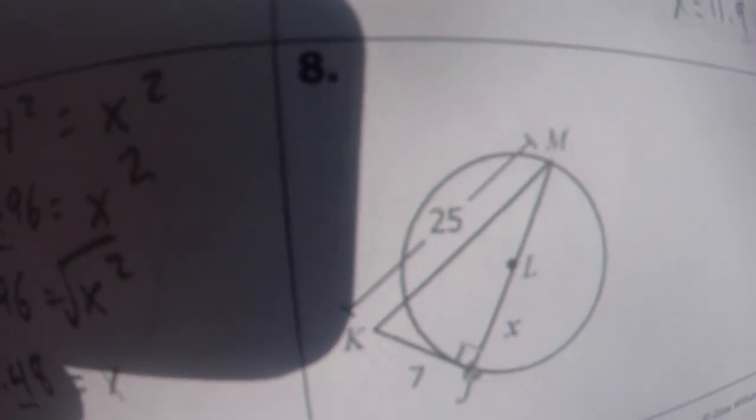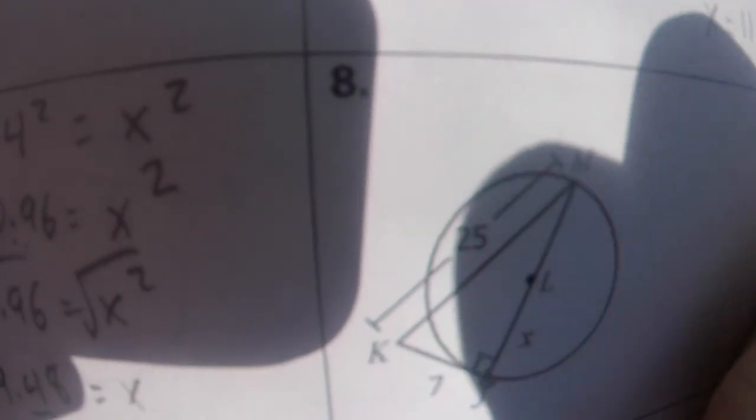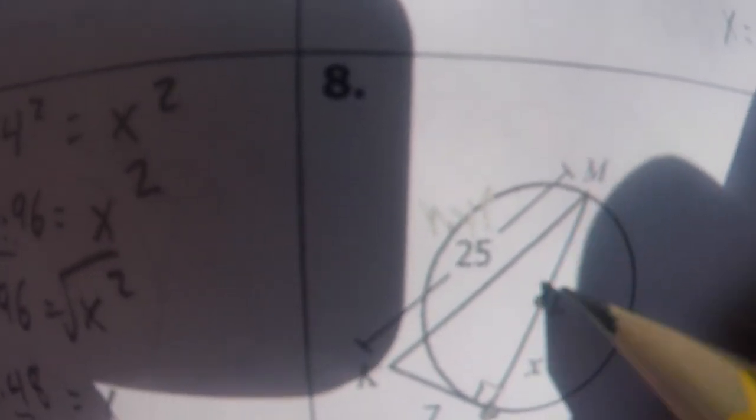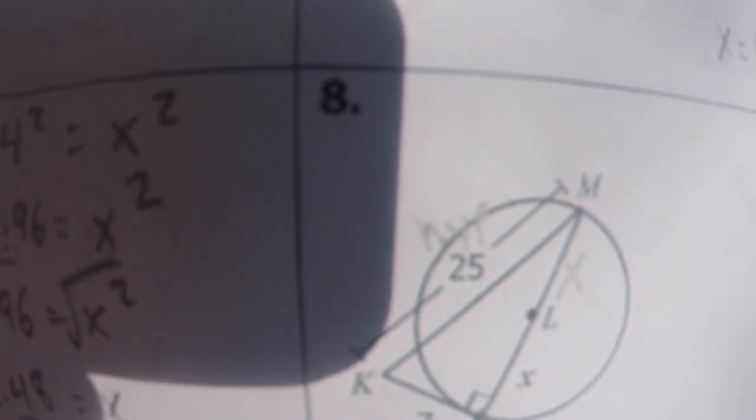Which one's my hypotenuse here? Is it going to be this diameter here, or is it going to be 25? 25 is going to be my c, because it's across from the right angle. So I'm going to do 7 squared plus, how long is JM? Well, JL is x. LM also is x. And what's x plus x? x plus x is 2x.